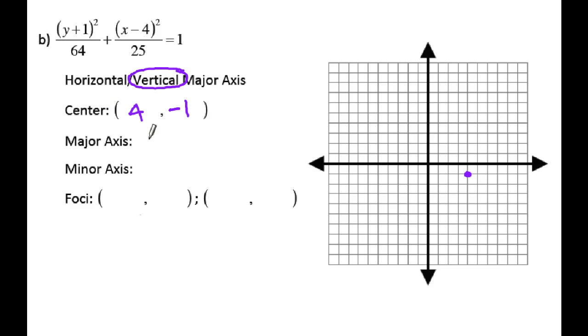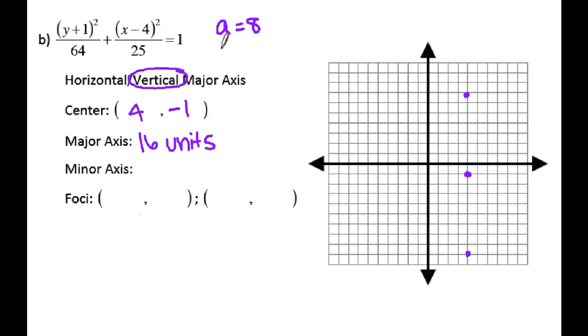To figure out how many units I'm going to move vertically, since my major axis is vertical, I need to find a. So a squared is my bigger number, so a squared is 64, so that means a is going to be 8. So I'm going to move up and down 8 units. And then that creates my vertical major axis. So this entire length of the axis is 16 units.